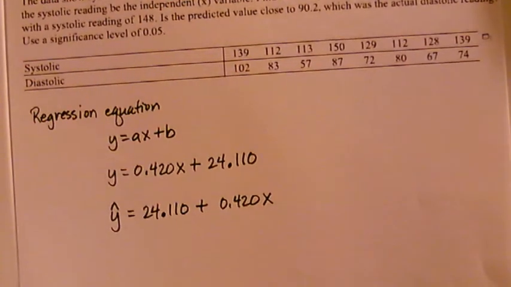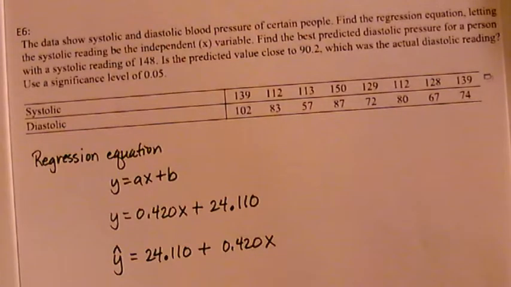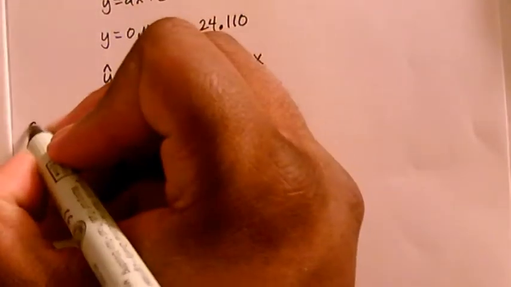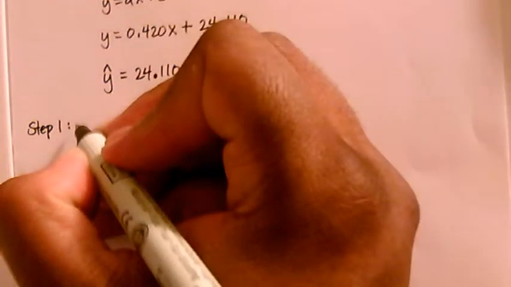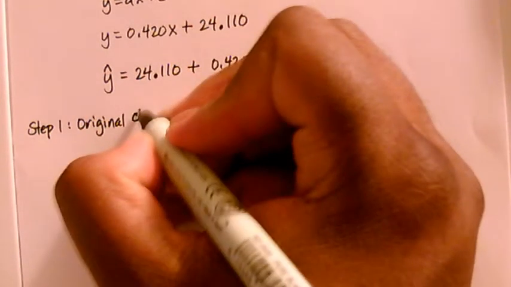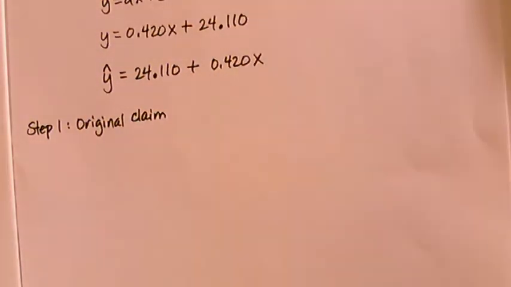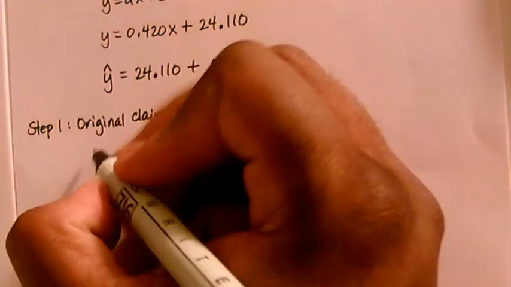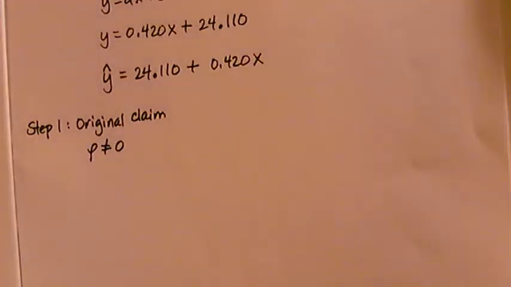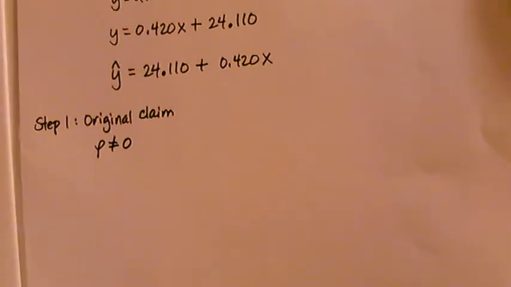Okay. Now we're going to be using that regression equation a little bit later, because we have to do a hypothesis testing, because it says use a significance level of 0.05. So in this case here, step number 1 is the original claim. Now usually we want to test whether there is a linear correlation between the two variables. So here we say rho is not equal to 0. That there is a linear correlation between systolic and diastolic readings.